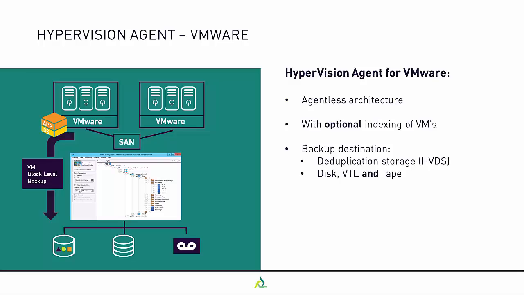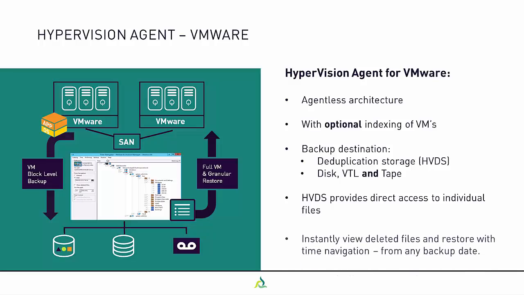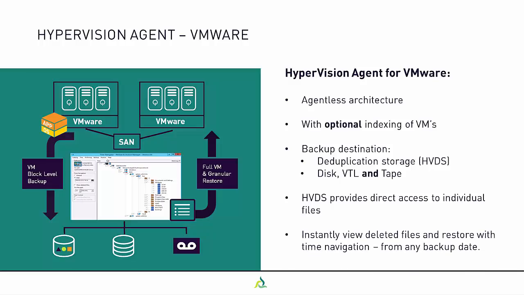Restore from one backup, either full VM or individual files, through one simple interface, and you can even see files that have been deleted. HVDS provides direct access to individual files for direct restore, and the Restore Manager presents the contents of the virtual machine the same way as any other file system. The choice to restore the entire VM by choosing Vault, or restore individual files with file mode, it's simple, and you can even search for deleted files too.